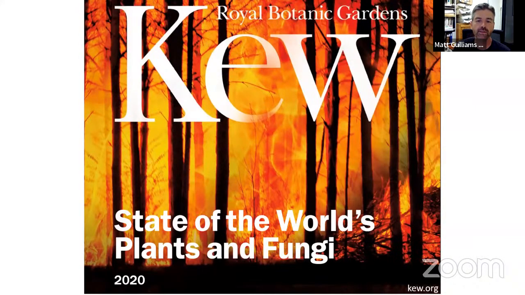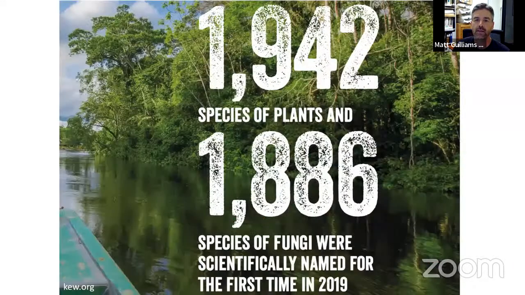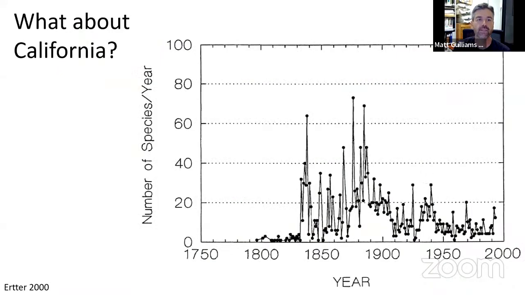3 years later, the next Kew State of the World's Plants and Fungi in 2020, 1,942 plants and just about the same amount of fungi named for the first time in the preceding year, 2019. And again, that's about 0.5% of all described taxa on the face of the planet were described in the course of just 1 year.